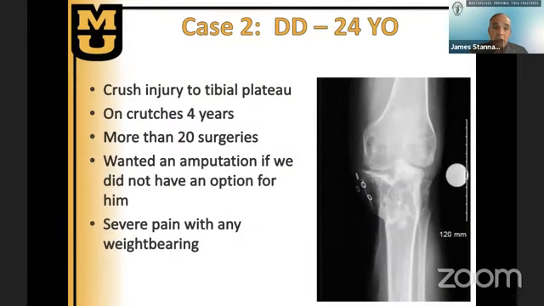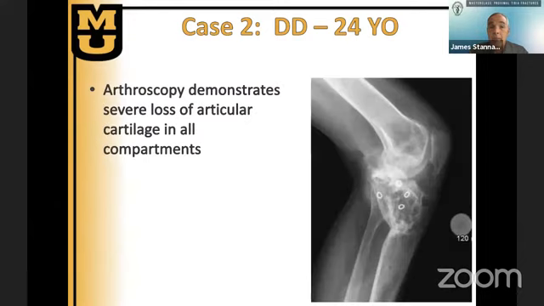Here was another case, and this patient was in terrible condition. More than 20 surgeries, everything you could think of had been tried. He had a terrible crush injury. He was going to go for an amputation above the knee if we couldn't do anything for him. And I told him that this is a really tough one. We can try, but you have to know that the failure risk is high.